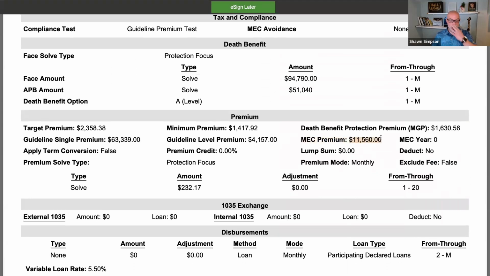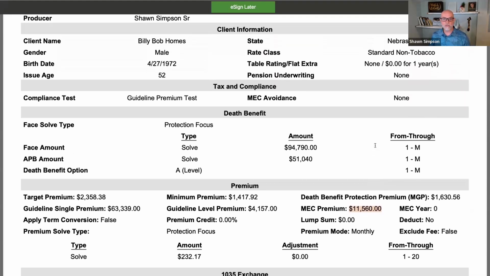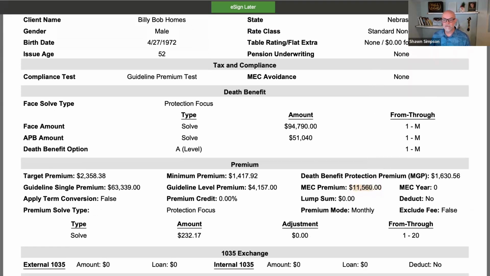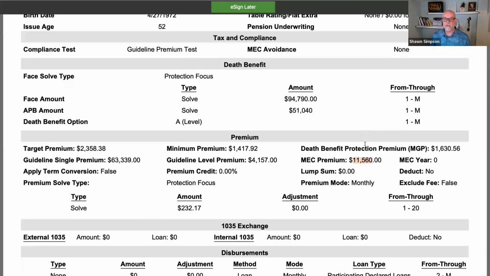What is a MEC? MEC is again, it's modified endowment contract. And what that means is if you pay more premiums than the cost of insurance allows per the IRS rules, then it will become an investment. And if it becomes an investment, it's now a taxable event. And so they don't want to pay over the MEC premium. And this is per year. So in this case, if this gentleman, Billy Bob Holmes, wants to max fund this policy, he can pay up to $11,560 per year without it turning into a MEC. Okay.